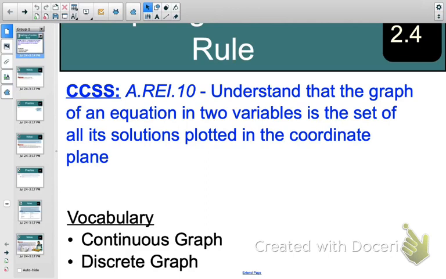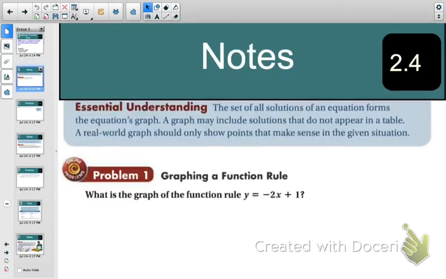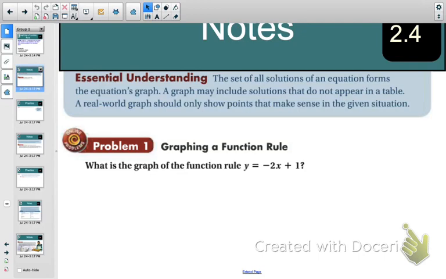It says, understand that the graph of an equation in two variables is the set of all its solutions plotted on a coordinate plane. There are also discrete graphs and continuous graphs, which we will talk about as well. The set of all solutions of an equation forms the equation's graph, so anything that makes this equation true will fall on the graph of the equation. A graph may include solutions that do not appear in the table. A real-world graph should only show points that make sense in a given situation.